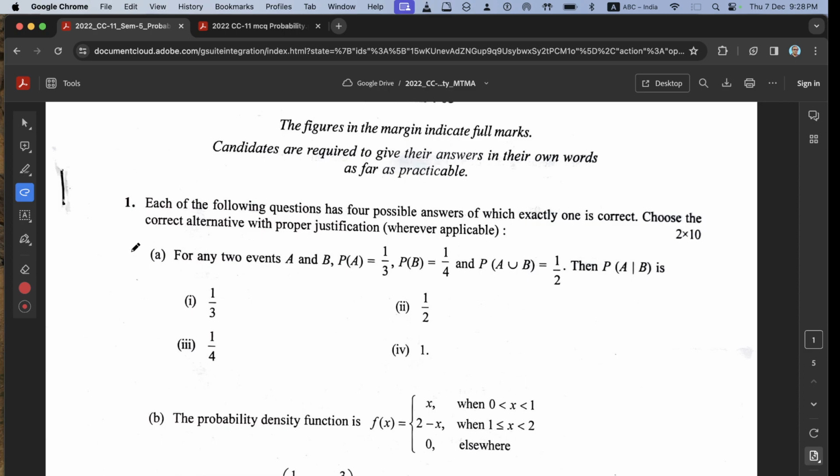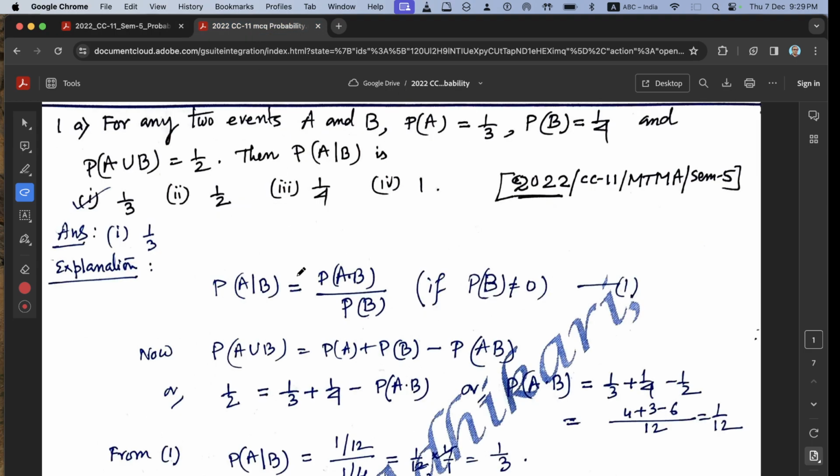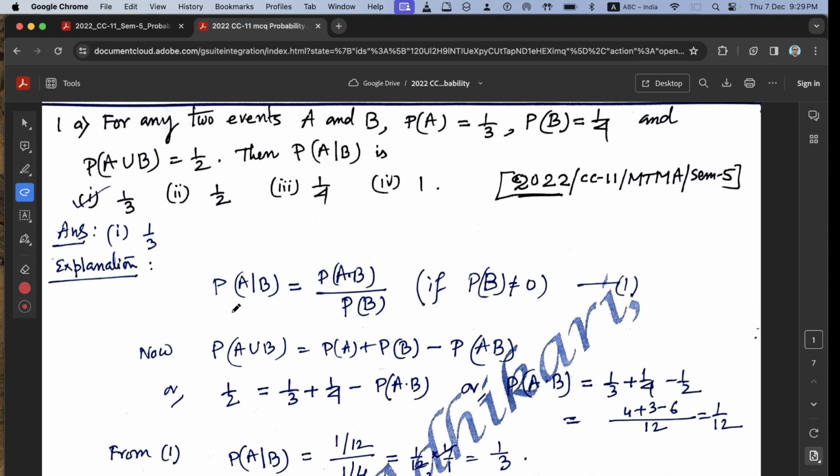Question 1a. For any two events A and B, probability of A equal to 1 by 3, probability of B equal to 1 by 4, and probability of A union B equal to half, then find the conditional probability A by B. We know the conditional probability A by B equals probability of A intersection B by probability of B, provided probability of B is not equal to 0.